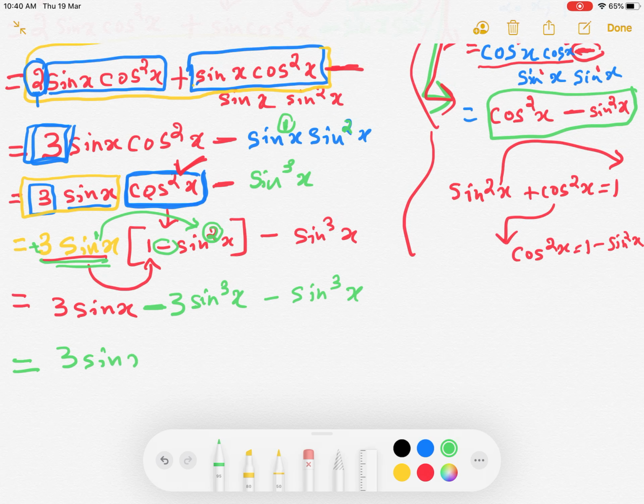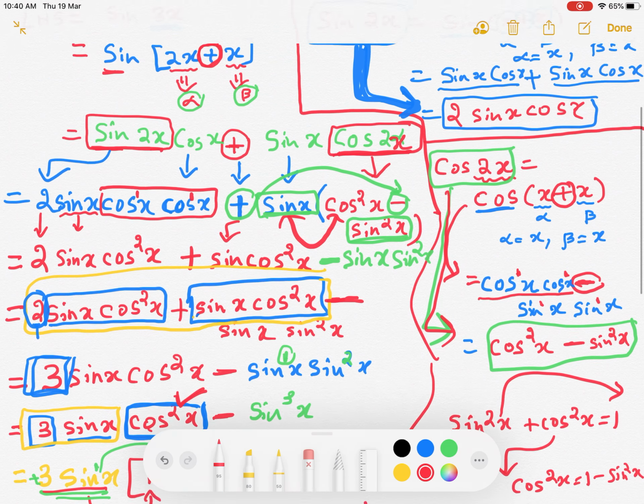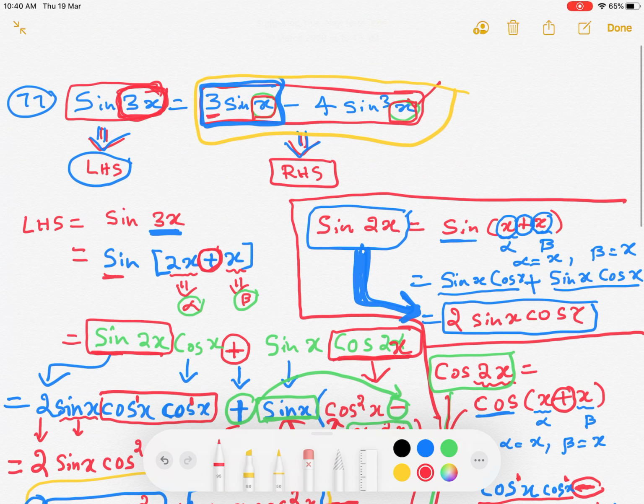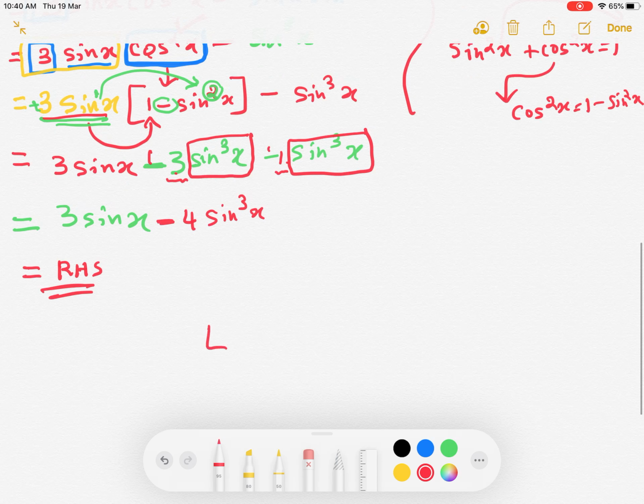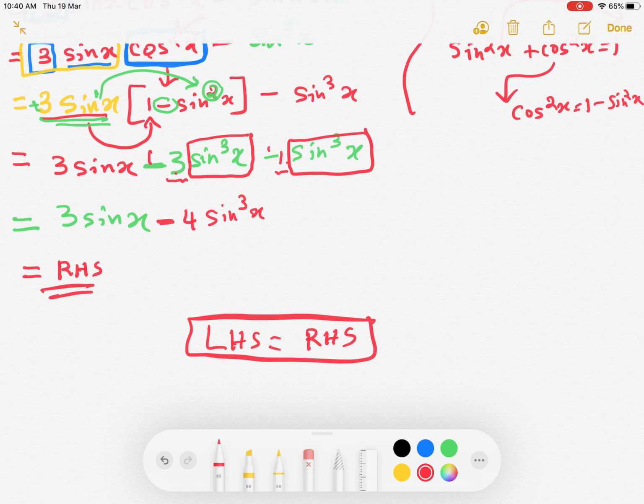Now 3 sine x. Look here: sine to the power 3x, sine to the power 3x. The function is the same. Here 3 times, here only 1 time. So minus 3 plus 1, 4 times sine to the power 3x. Now go for the right hand side. Yes, 3 sine x minus 4 sine to the power 3x. So we got the right hand side and we proved left hand side is equal to right hand side.